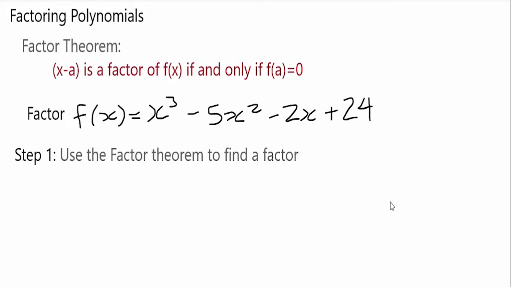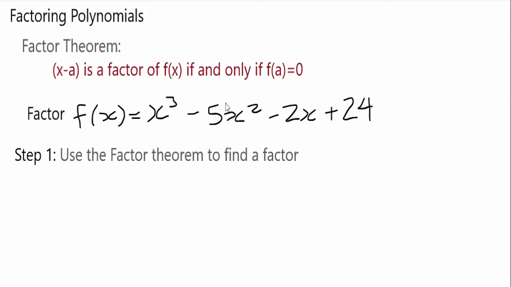The factor theorem states that x minus a is a factor of f of x if and only if f at a equals 0. So basically what it's saying is that a value of a will only be a factor of whatever the function is if, when you plug in that value of a into the x, you get 0. We're going to work through an example, this example here, to show you what this factor theorem actually means. So let's take a look at that.